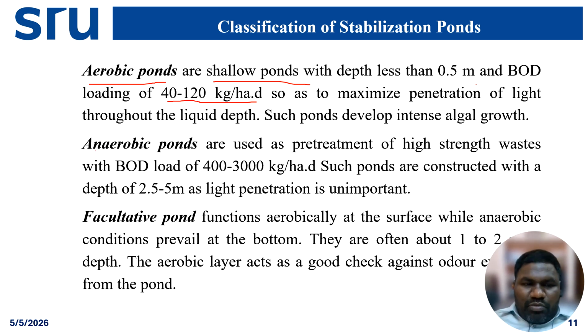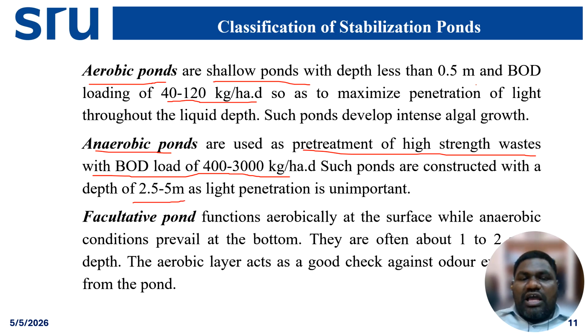Coming to the anaerobic ponds, they are used for pre-treatment of high-strength waste with a BOD load of 400 to 3000 kg per hectare per day. Such ponds are constructed with a depth of 2.5 to 5 meters as light penetration is unimportant. So here we are maintaining higher anaerobic conditions. In the previous case we were maintaining aerobic conditions, that's why the depth was less there, and here the depth will be high.